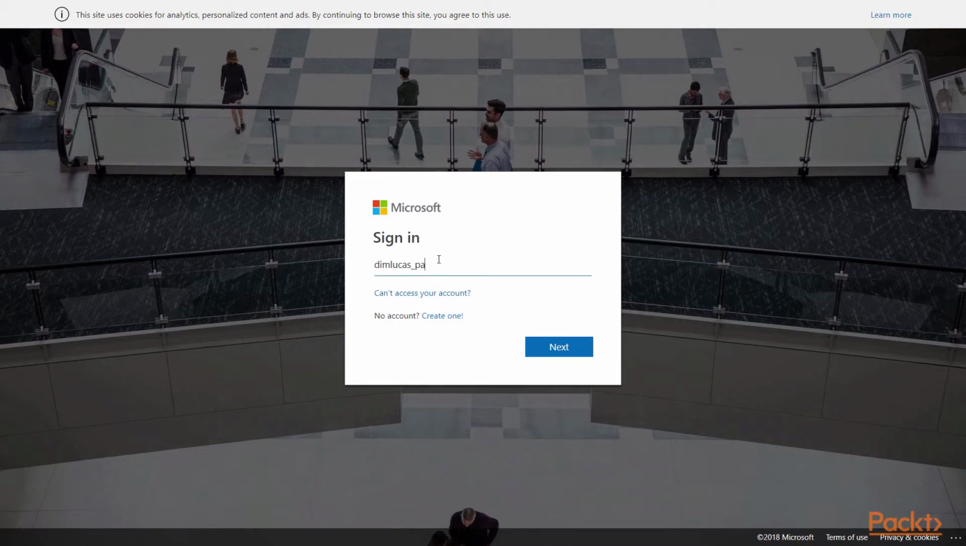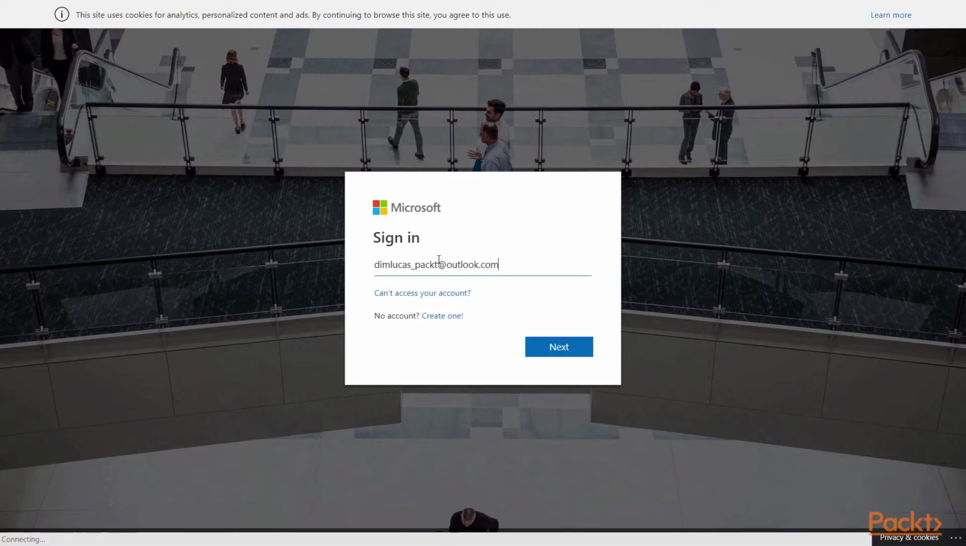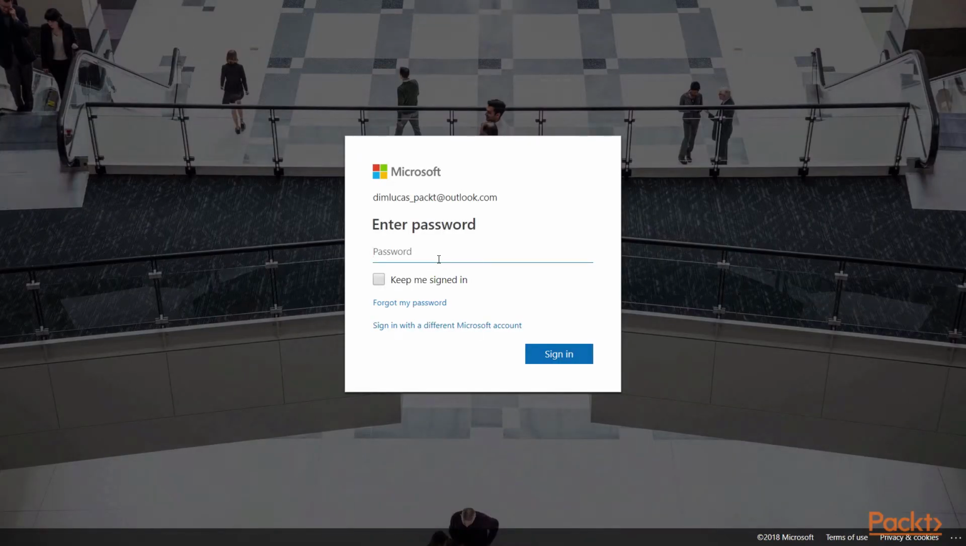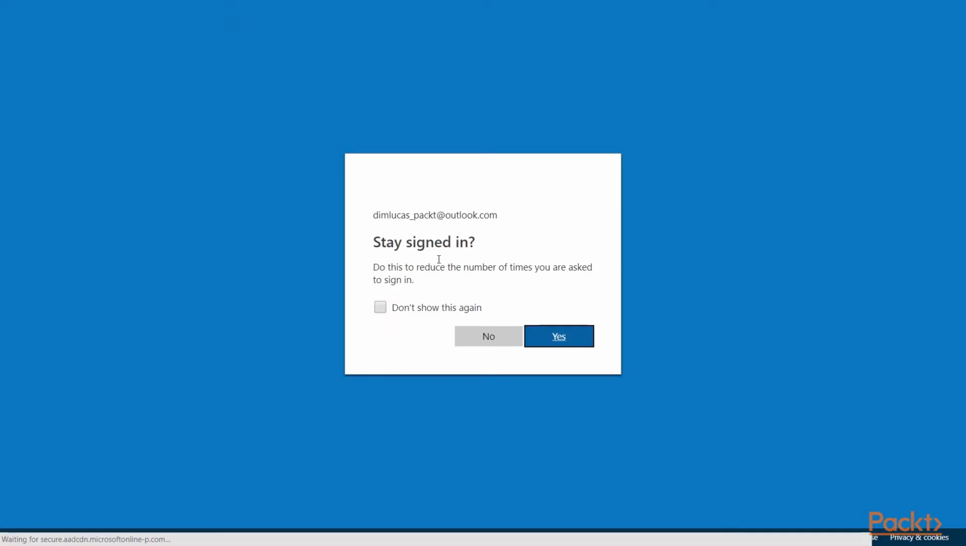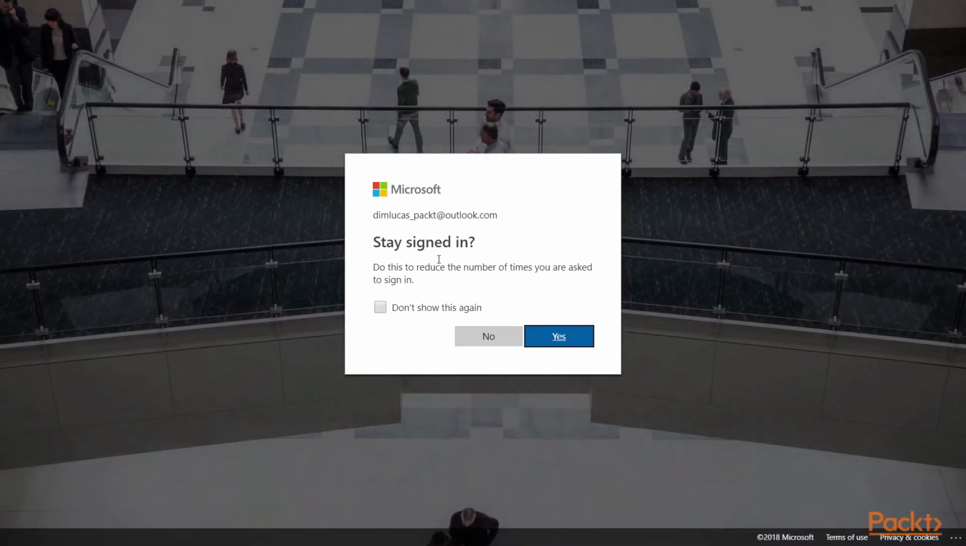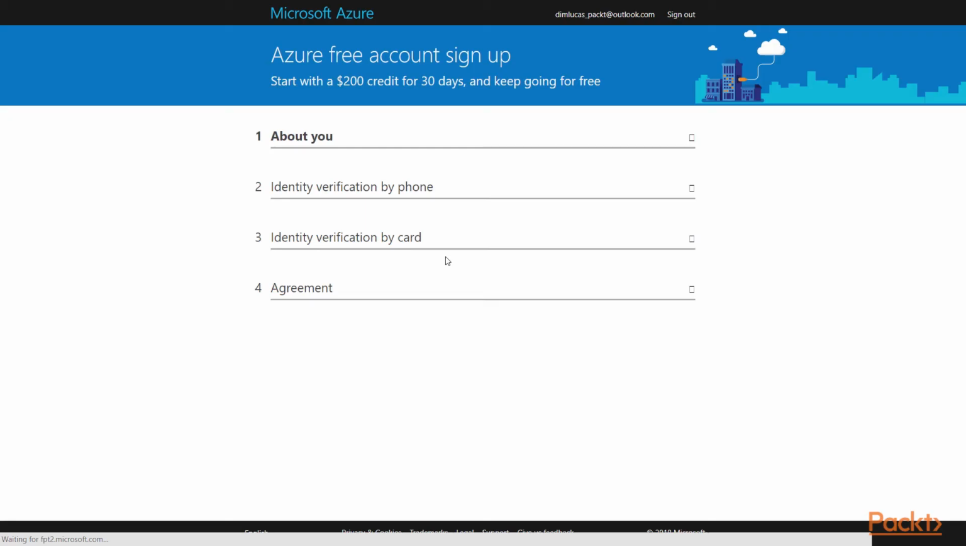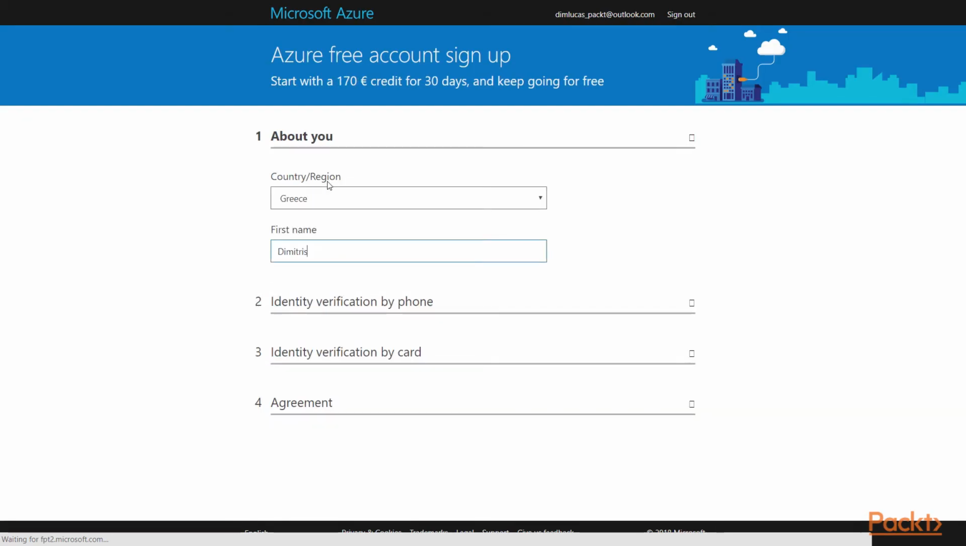I'm gonna specify my email address here. You need a Microsoft account in order to sign up for Azure. Then you can provide the password. Make sure that this password is something very strong. And it's also a good idea to also set up some form of two-factor authentication.